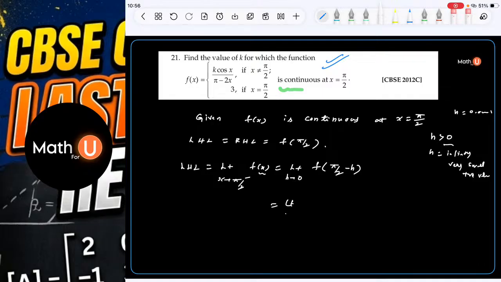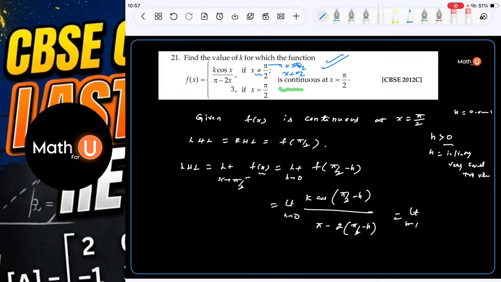Limit h tends to 0. For x less than pi by 2, the function is the same only. Here k is as it is. In place of x I will replace pi by 2 minus h, so we get k times cos of pi by 2 minus h, divided by pi minus 2 times of pi by 2 minus h. Simplify this, limit h tends to 0.